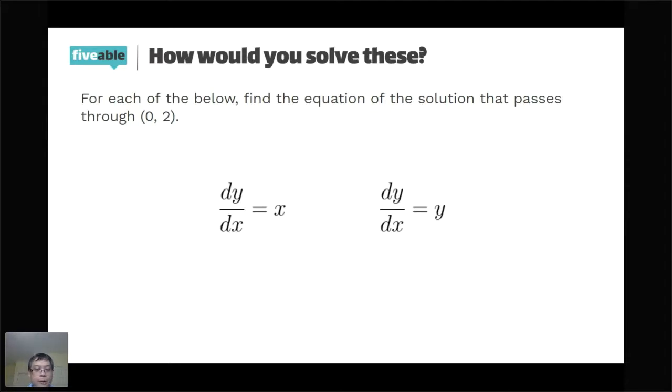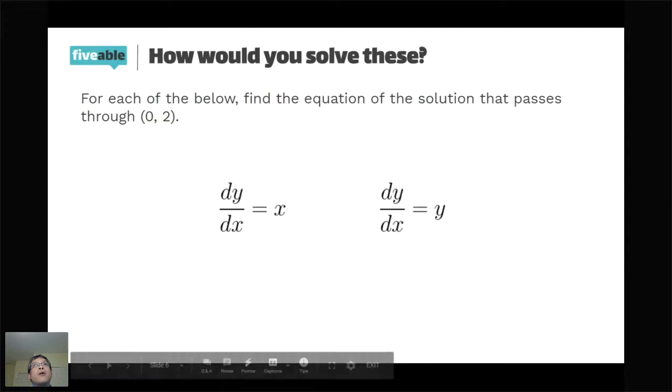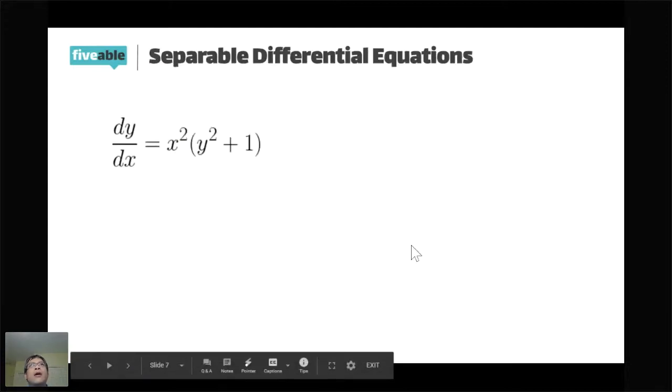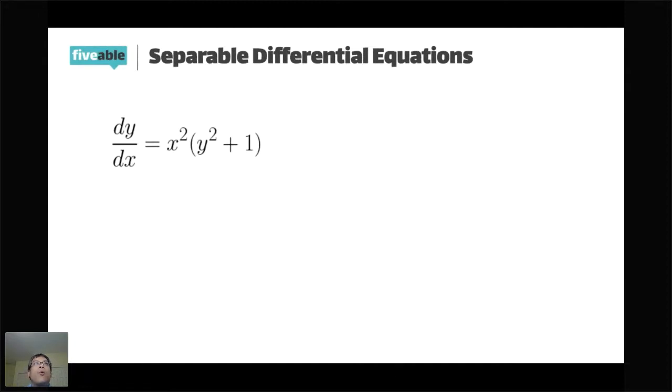So let's talk about what the separable differential equation scheme really is, what it looks like, and how we can use it. When we have a differential equation that is separable, what's true about it is that we can get all the y's on one side and all the x's on the other. So I claim that the differential equation that we're looking at right now is separable.